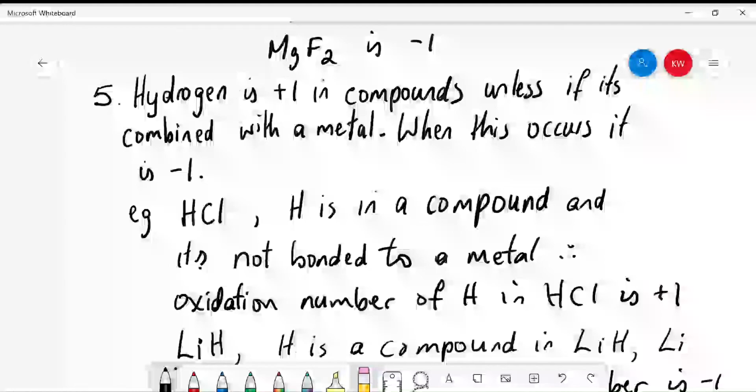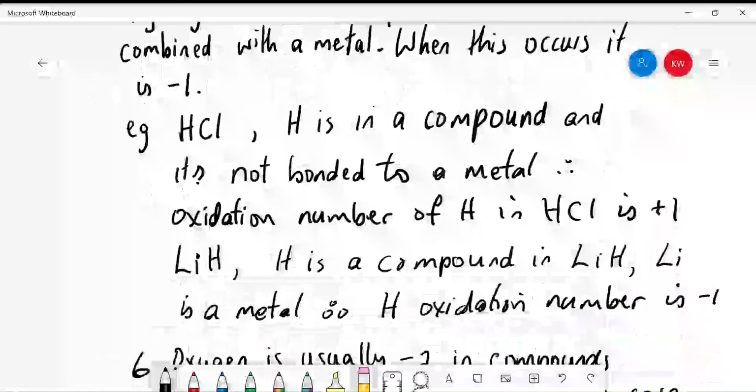But if we have lithium hydride, hydrogen is in a compound, however, it's bonded to a metal. So if that's the case, hydrogen is going to have an oxidation number of -1.